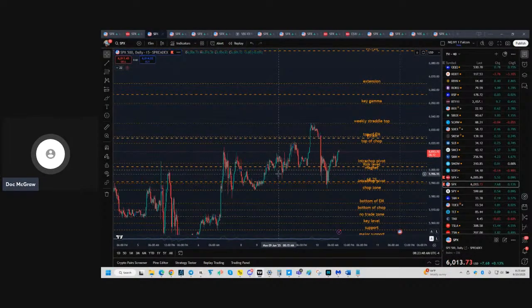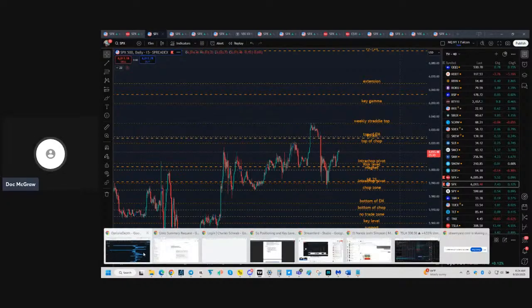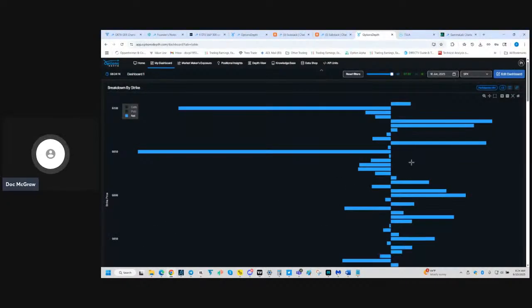Okay, so here's where we are. Let's go to, let me switch screens here. Looks like I have something else in here that's not supposed to be here, but it's not really changing anything, so we'll leave it alone. Let me go to, let's change my screen. Let's go to options depth.